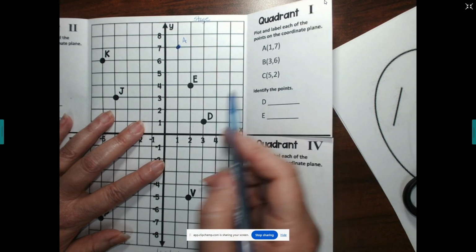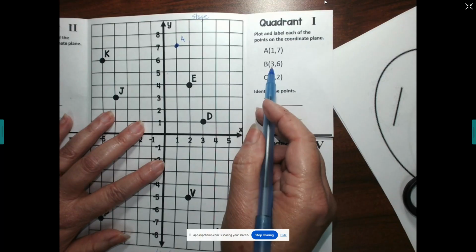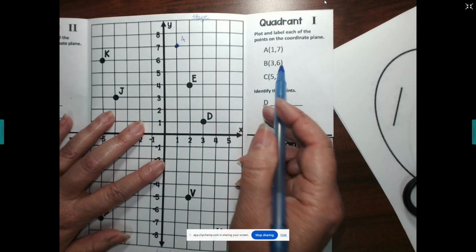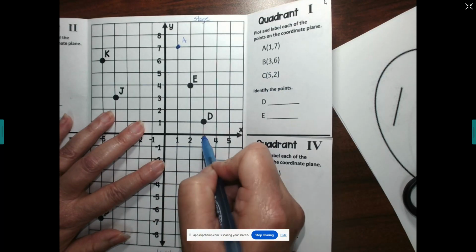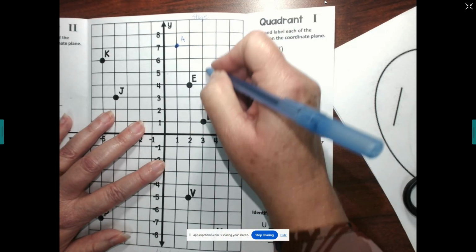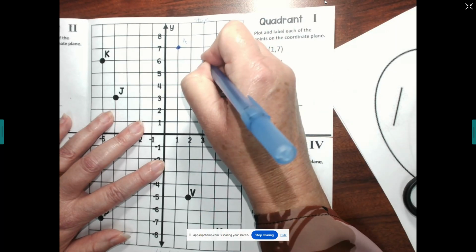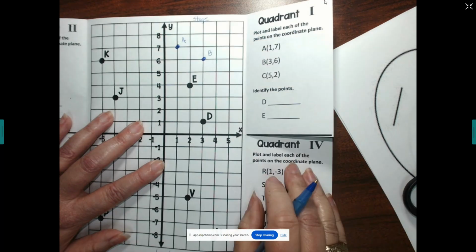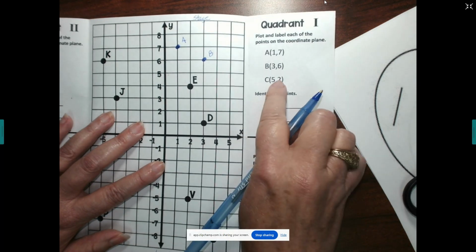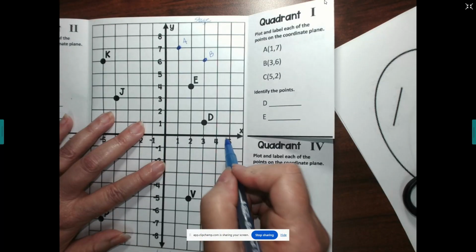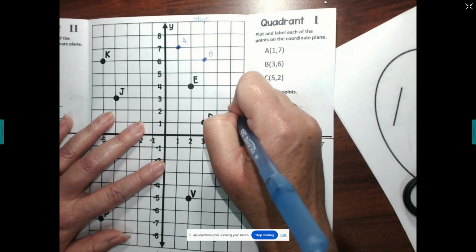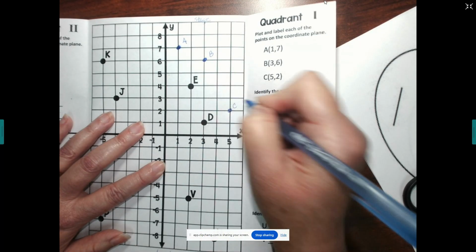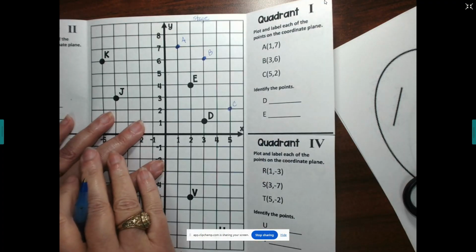Point B, it says go to the right 3 and then up 6. So I'm going to go to the right 3 and then I'm going to go up to the 6 and I'm going to put a point right there. That is point B. And then point C is at 5, 2. And label it. Always label your points.